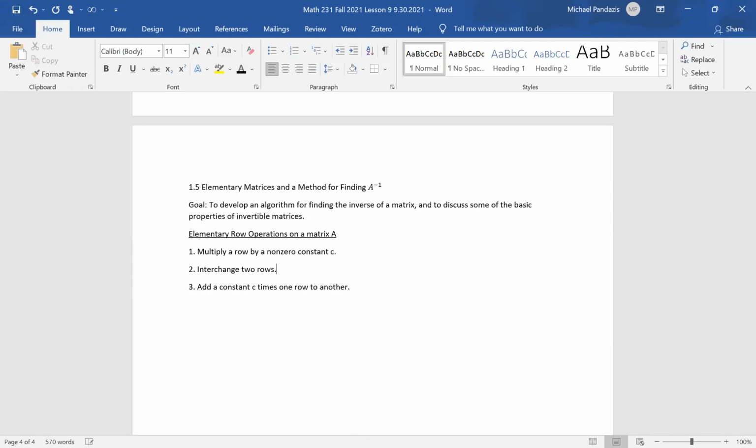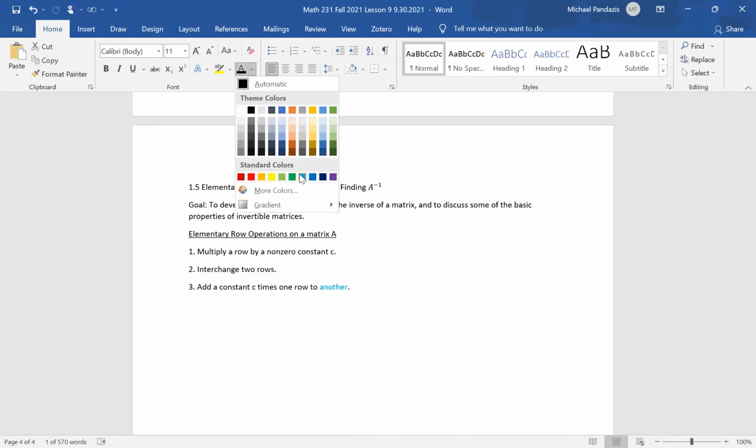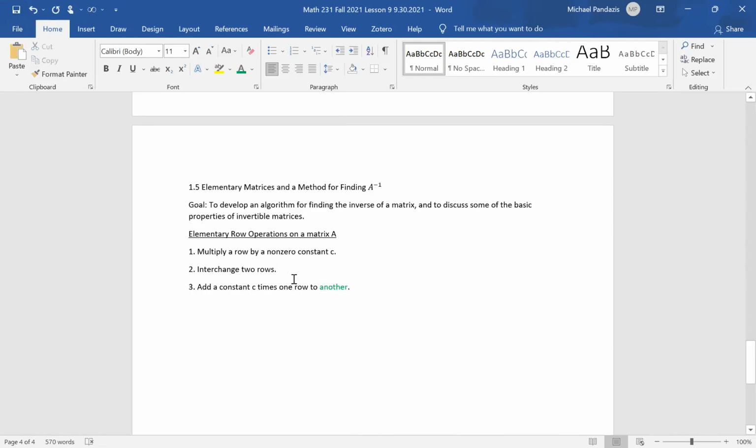Okay, so keep in mind that the row that you're changing is the "another" one here. So I'm going to highlight the word "another" because I want to emphasize the fact that what's changing in the matrix is, quote unquote, the "another" row.